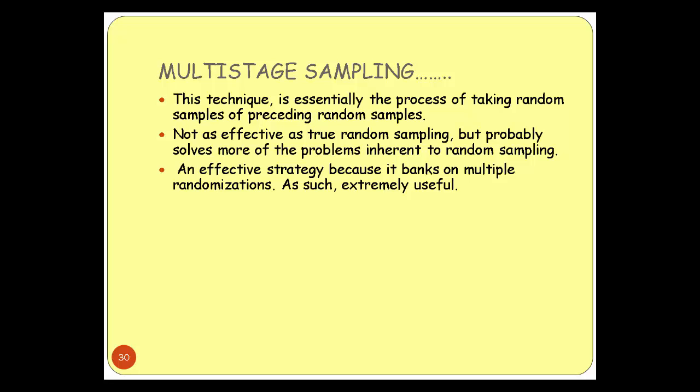Multi-stage sampling. This technique is essentially the process of taking random samples of preceding random samples. The multi-stage sampling is used frequently when a complete list of all members of the population does not exist or is not appropriate. Moreover, by avoiding the use of all sample units in a selected cluster, multi-stage sampling avoids the large and perhaps unnecessary cost associated with traditional cluster samples.